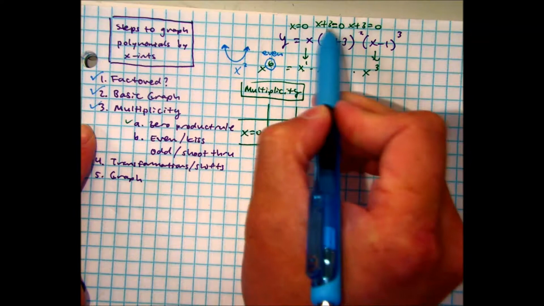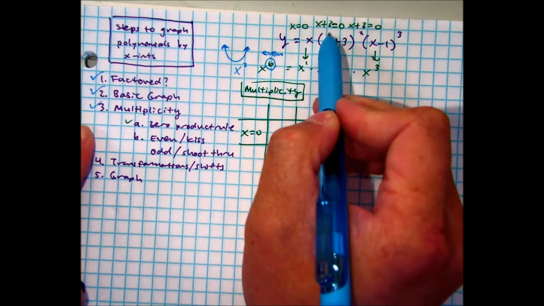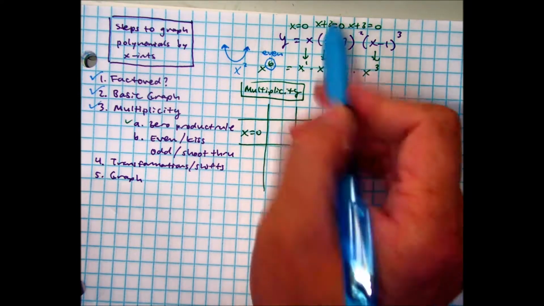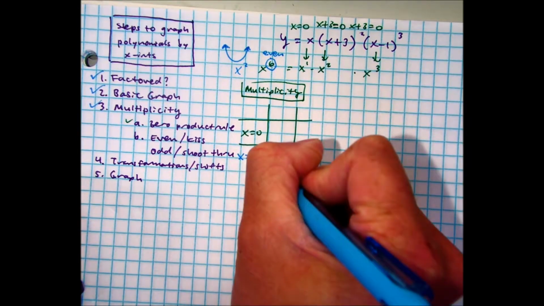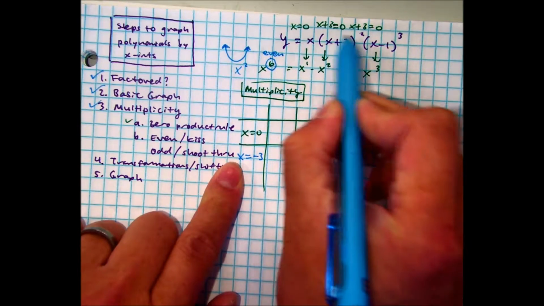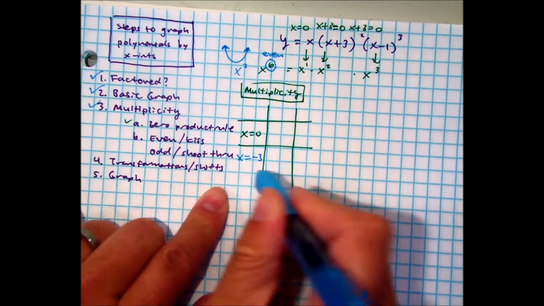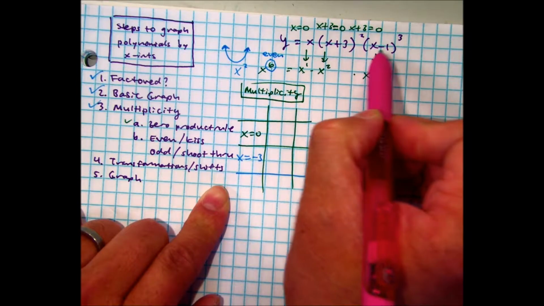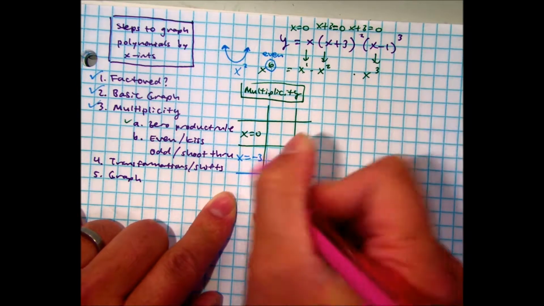Class, if you solve this one, what do you get? x equals negative 3. Notice I'm not going to write that twice. Does that make sense? It'll make sense after today's lesson. And then the last one, your red marker. If you solve this, x is equal to what? 1.